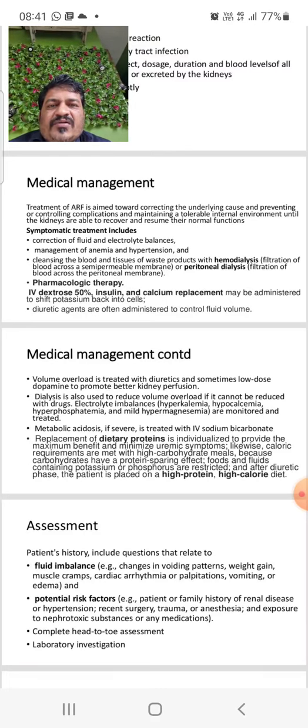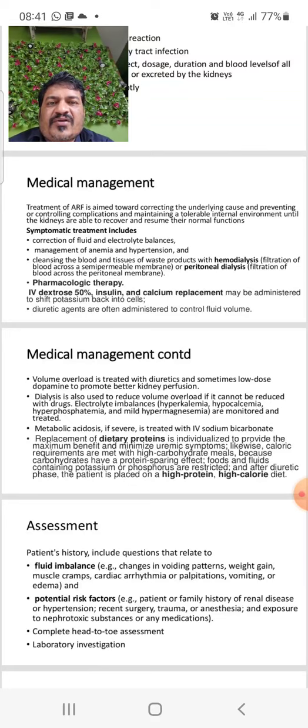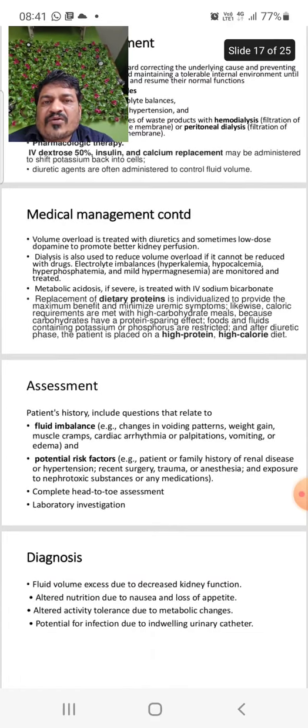IV dextrose 50% with insulin and calcium replacement may be administered to shift the potassium back into cells. Diuretic agents are often administered to control the fluid volume. What about the medical management?